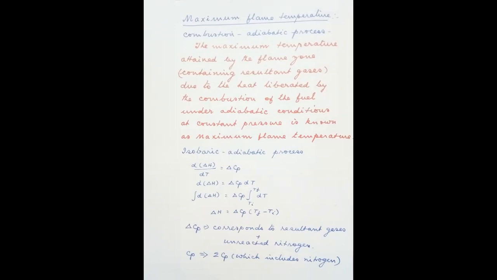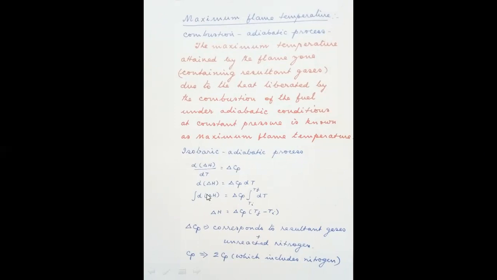Now, this is an isobaric adiabatic process. Isobaric means the pressure is maintained constant. Adiabatic means the Q supplied is 0. Now, in this case, we have already seen that d(ΔH)/dT is equal to ΔCp. So I can write d(ΔH) is equal to ΔCp dT. Simply, I have transferred this dT to that side.